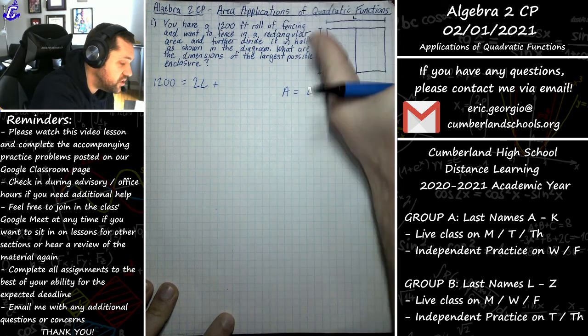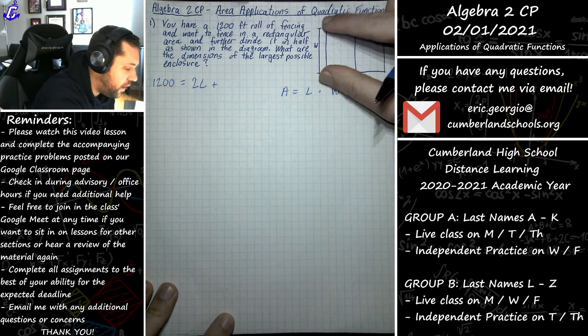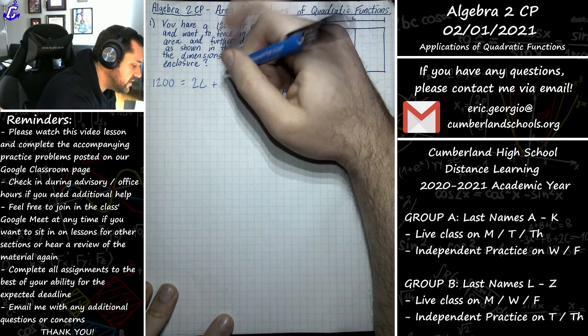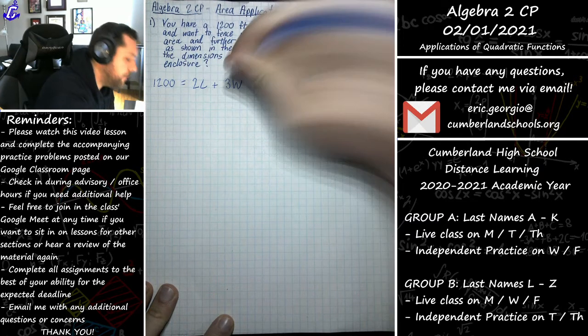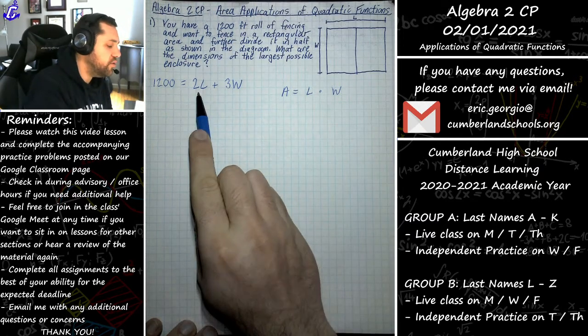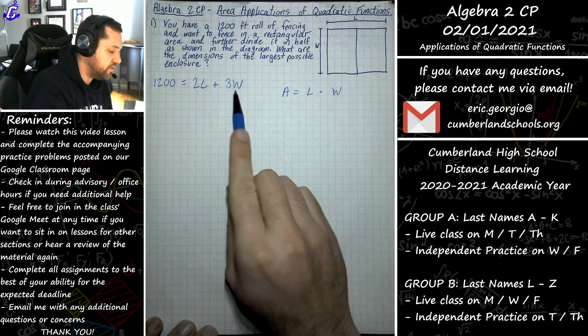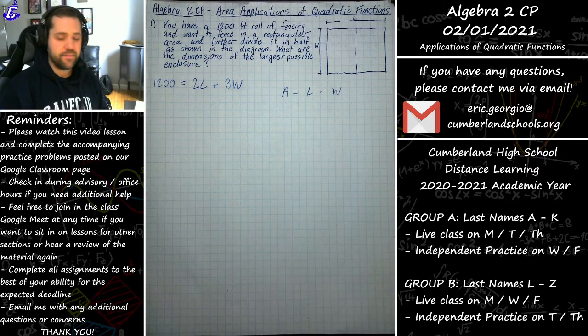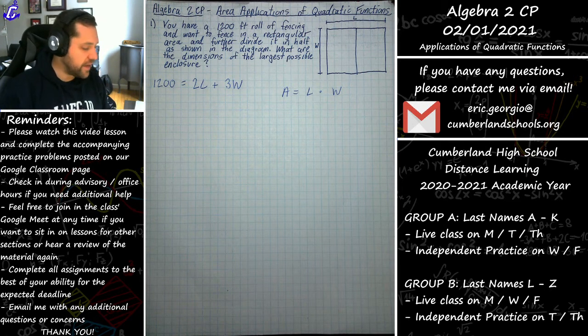I'd have to construct 2 L's and 1, 2, 3 W's. So I would say that 1,200 would equal 2L plus 3W. Because 2 times this measurement plus 3 times this measurement, I want that to equal my 1,200. Hopefully that makes sense as to how we create that equation.